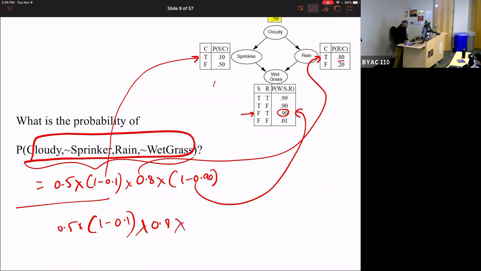And then finally, not wet grass given sprinkler and rain. That would be, not wet grass given not sprinkler and rain. Not sprinkler and rain is this row, for which wet grass will be 0.9, and not wet grass will be 1 minus 0.9. You multiply those numbers, and you'll get that entry. Similarly, you can get the other 16 entries.